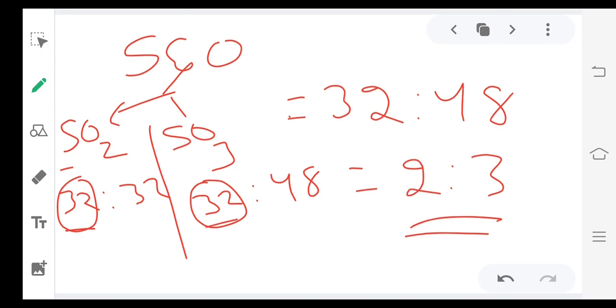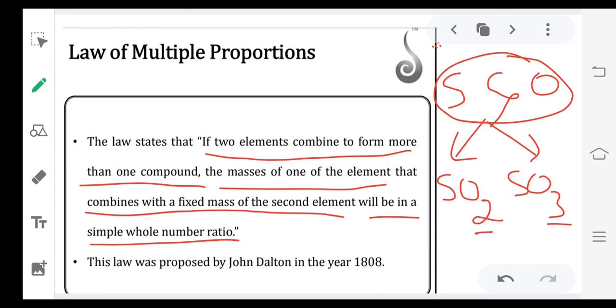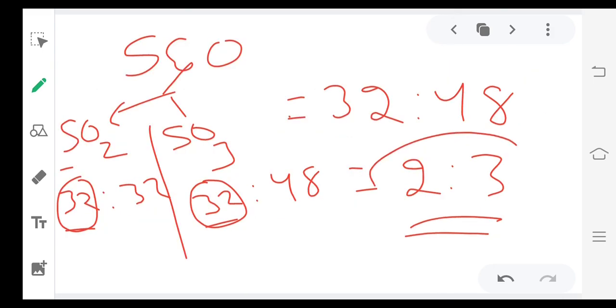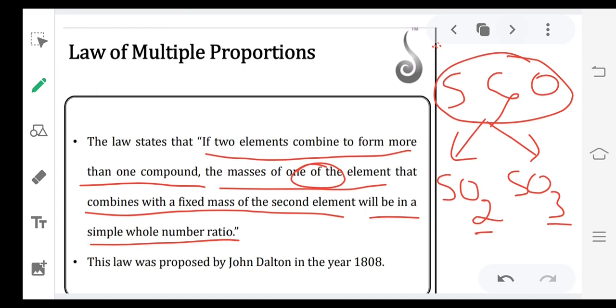What is the law? Now you see, by seeing this example, try to understand the statement. If two elements combine to form more than one compound, sulfur and oxygen combining to form sulfur dioxide and sulfur trioxide, the masses of one of the elements that combine with a fixed mass of the second element, here one of the elements we have taken as oxygen, so the masses of oxygen that combine with a fixed mass of the second element, that is sulfur, will be in a simple whole number ratio. Yes, it is in a simple whole number ratio, that is 2:3. So this is called the law of multiple proportions.